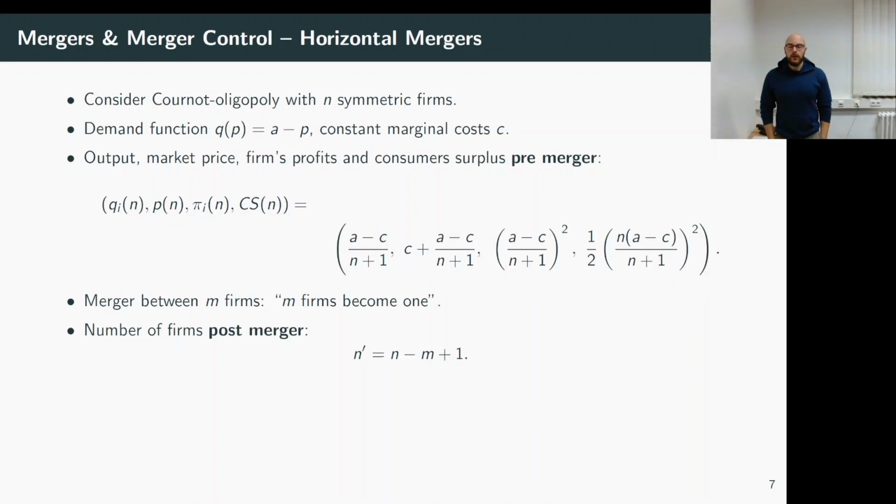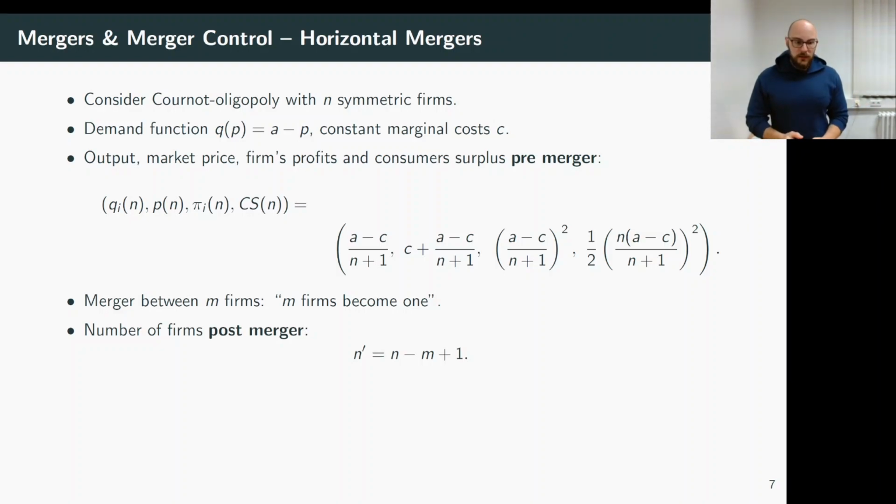Okay, so we will start our investigation of whether or when a merger actually takes place with a very simple model. So we use a Cournot oligopoly with n symmetric firms. We have a linear demand function, A minus P. We have constant marginal cost C. And with this setup, we've learned that in chapter B already. So just check out the lecture if you want to know how we derived that. But here you see the respective expressions for each firm's, or firm i's, individual equilibrium output, the equilibrium price, the equilibrium individual firm's profits, and consumer surplus, each as a function of n.